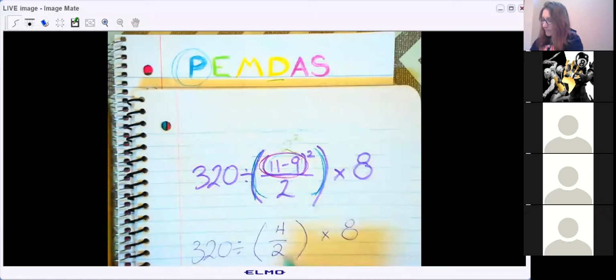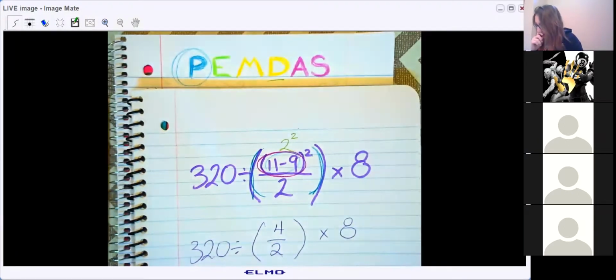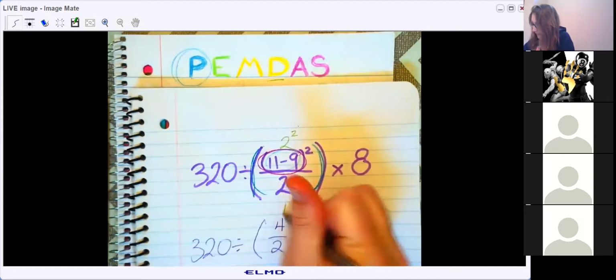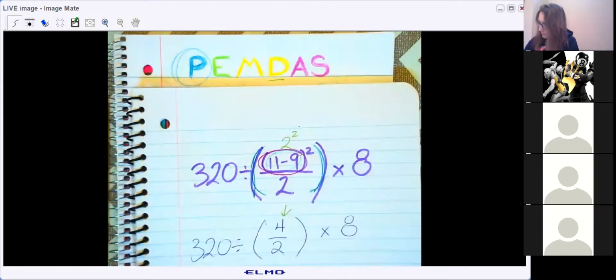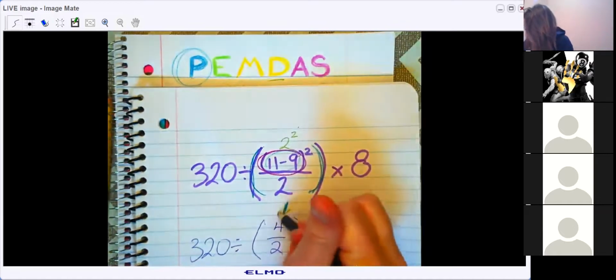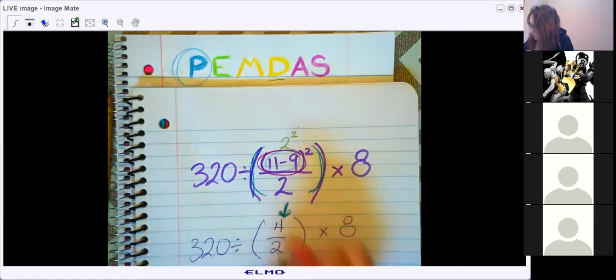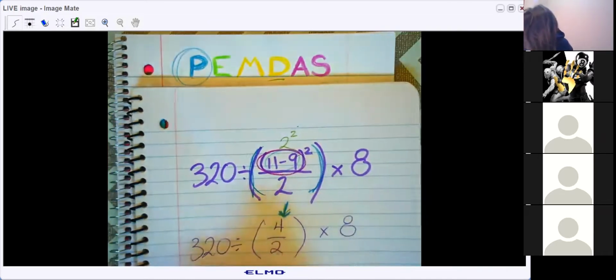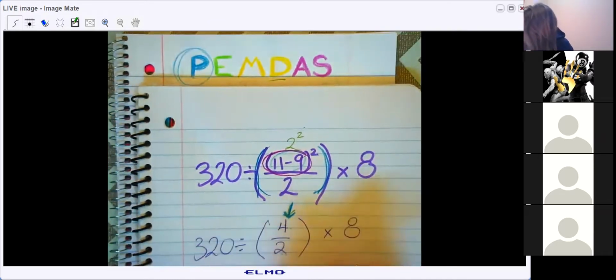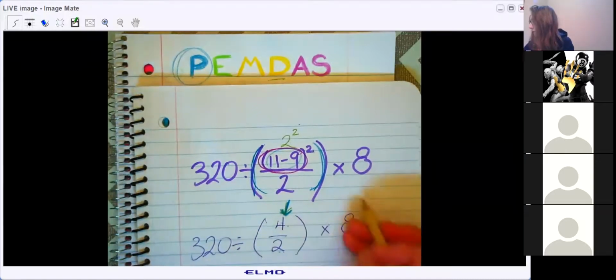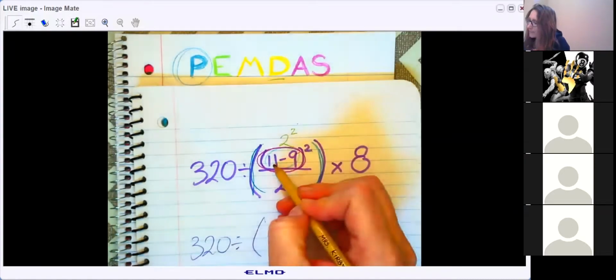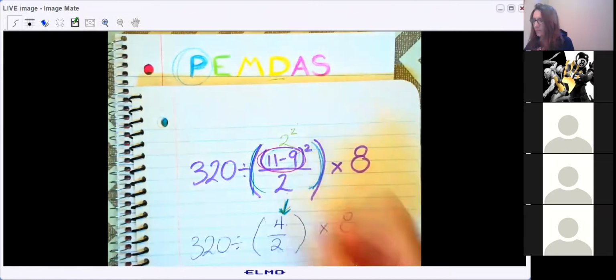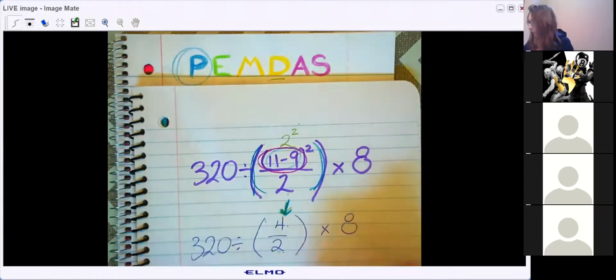All right, now inside that parentheses, it's still in there, so I still have to take care of this. Parentheses is blue, my apologies. 4 divided by 2 is 2. And I'm going to take 320 divided by my newfound value. Isn't that crazy? 11 minus 9 squared divided by 2 is 2. Look at all that big brain work we did there.